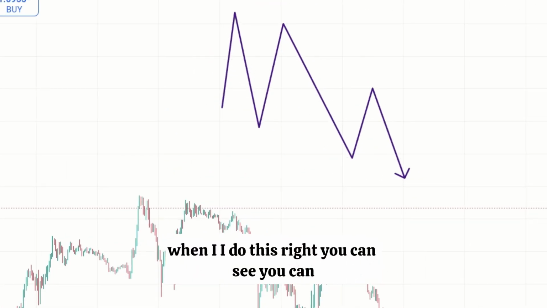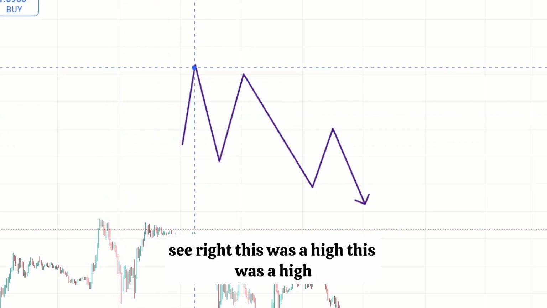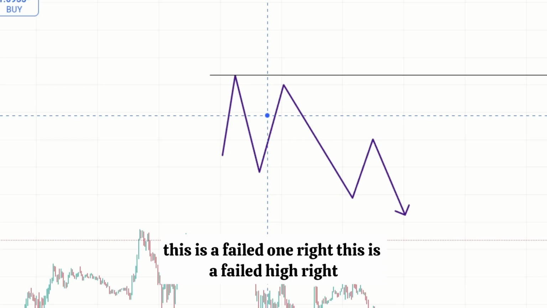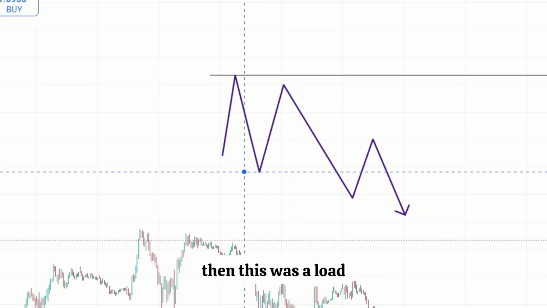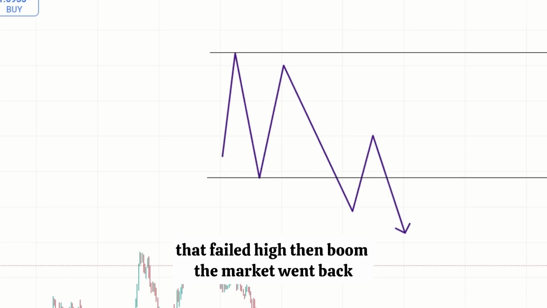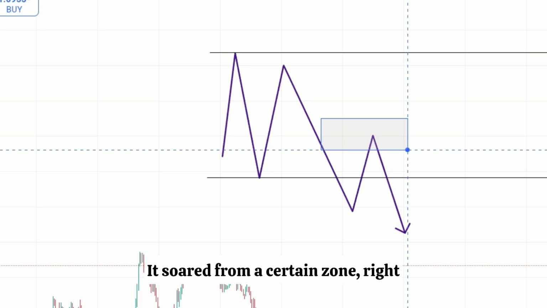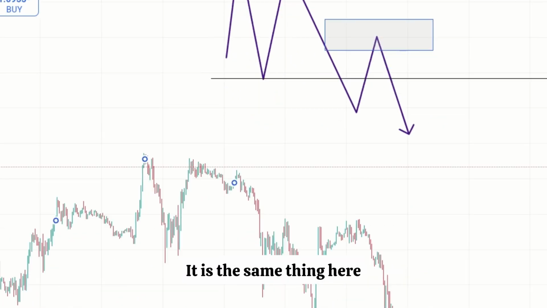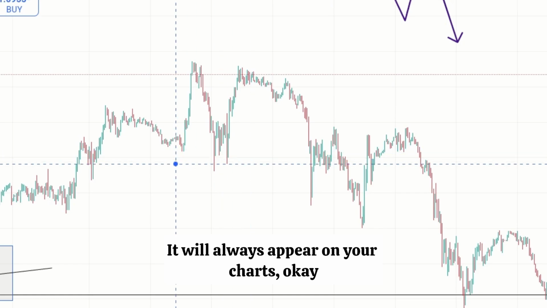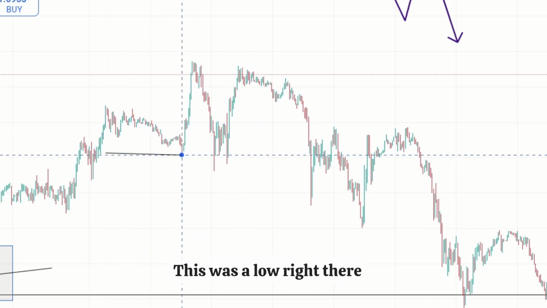When I do this, you can see this was a high, this is a failed one. This is a failed high. Then this was a low that was broken after getting that failed high. Then boom, the market went back and it sold from a certain zone. It's the same thing here. It will always appear on your charts. This was a low right here. This was a low right there.